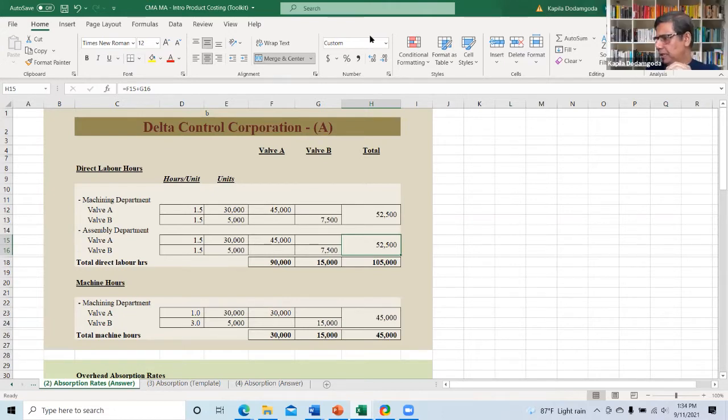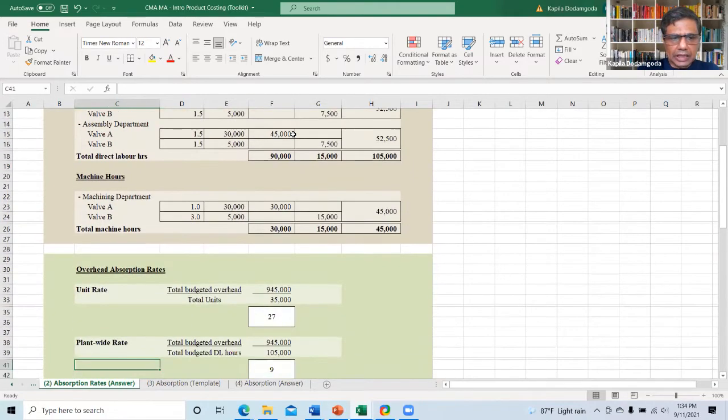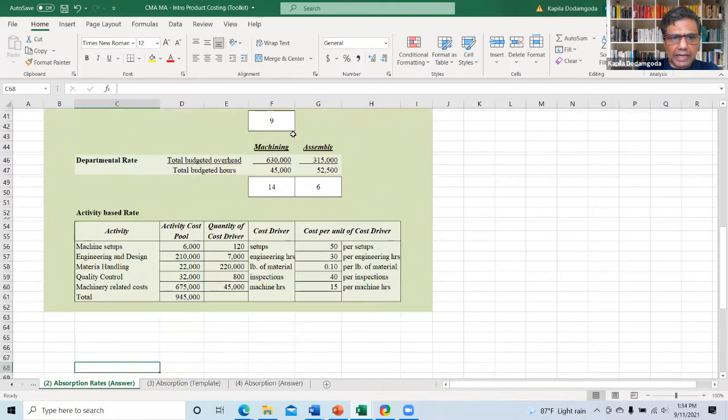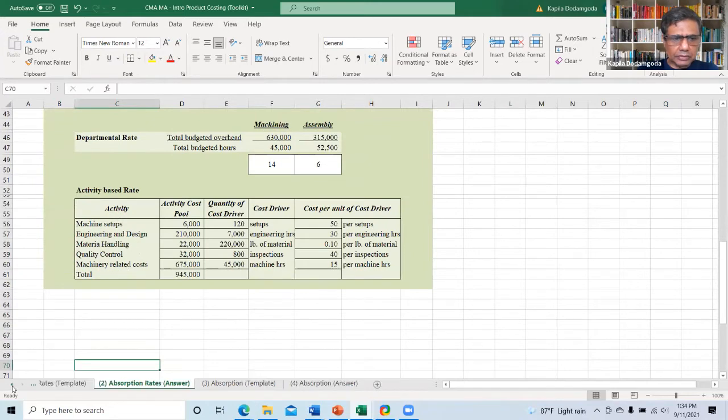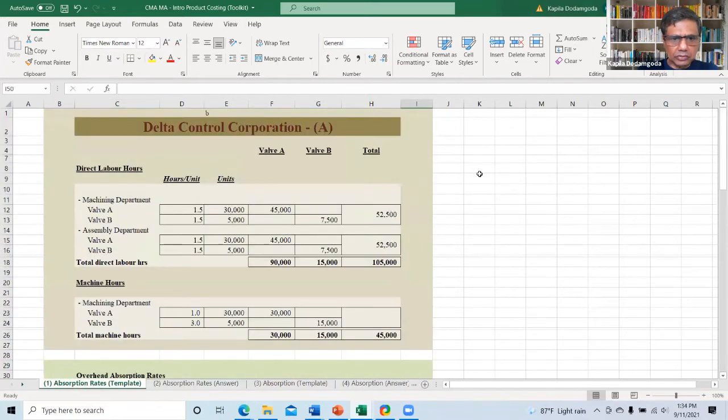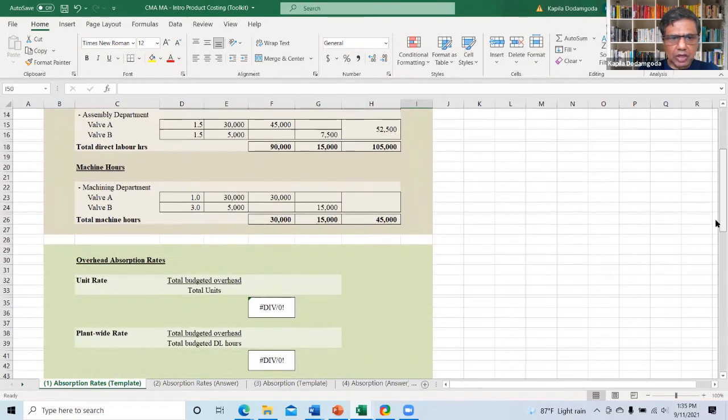Based on the question, let's go through the question. First is the plant-wide overhead rate. Estimate the unit cost of valve A and valve B using a single plant-wide overhead rate. Before that, the first requirement is set based on the direct labor hours. But even without that, let's try to share the overheads equally into all the products. We are not going to differentiate, assuming that they are homogeneous products. We are going to share them equally into both the products.